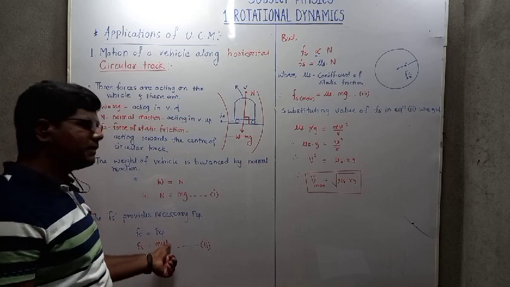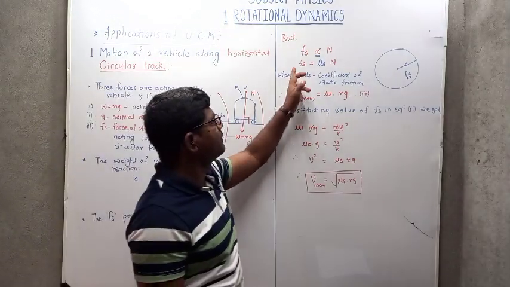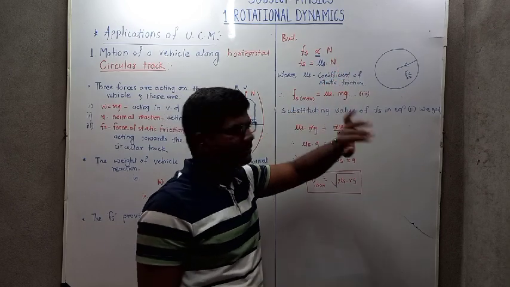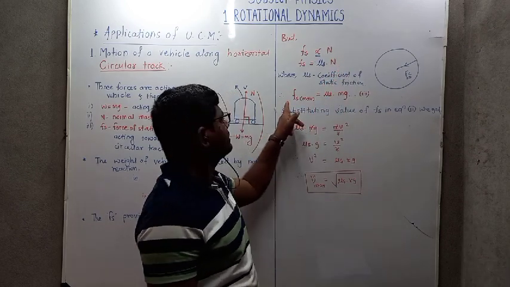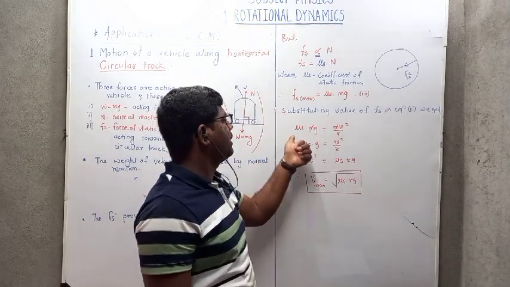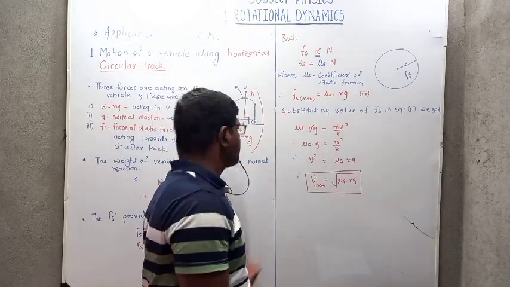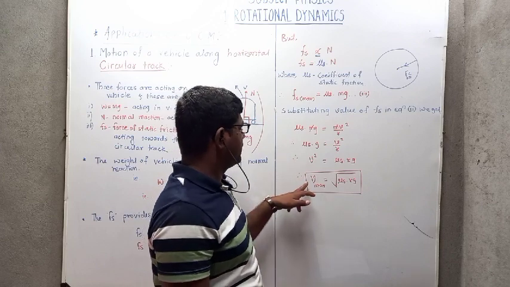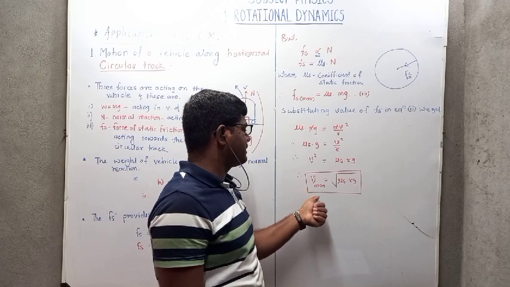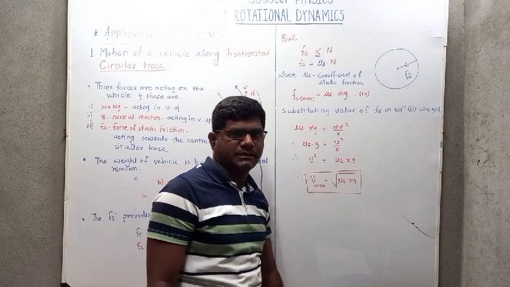Centripetal force is nothing but mv square upon r. But we know Fs is equal to mu s into N, which is equal to mu s into mg. This force is maximum for maximum velocity. Now, if we compare equation second and third, we get v square is equal to mu s into rg, and therefore Vmax is equal to under root mu s rg.